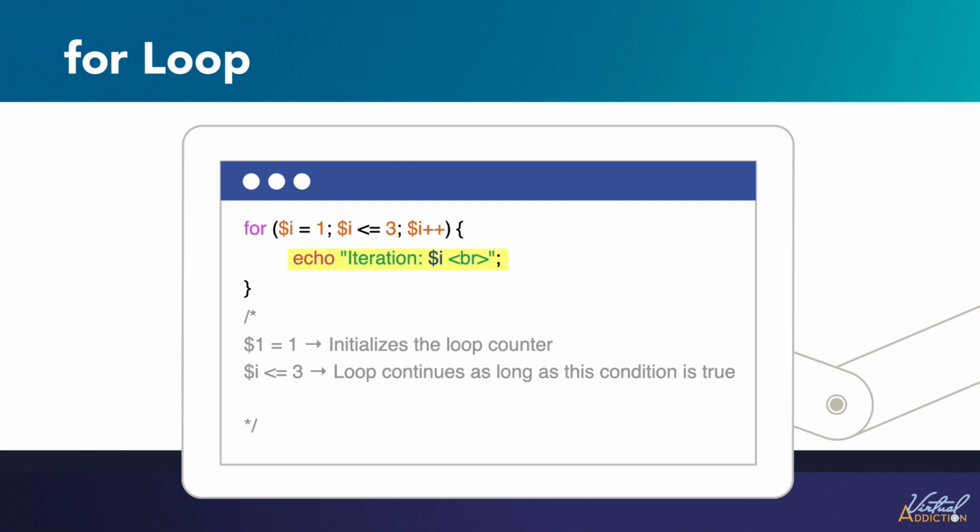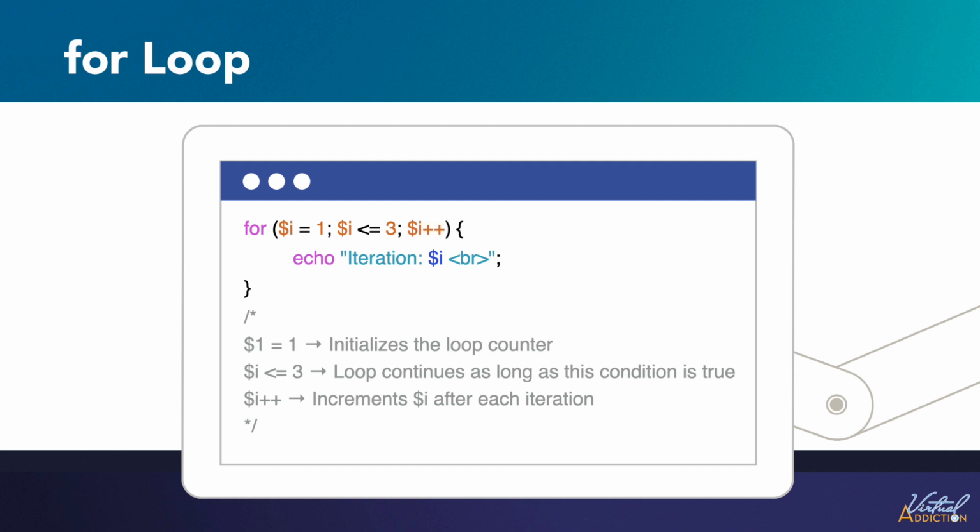The third part is the code execution. This is where we will echo out iteration and then print whatever the number is. Printing the current value of $i with a line break is what's going to happen. Once the loop runs through this once, it's going to hit the $i++. That is simply going to increase the value of $i by 1 after each iteration.